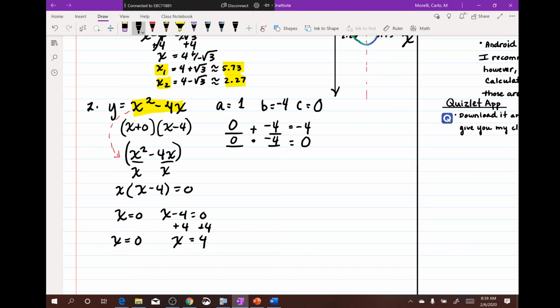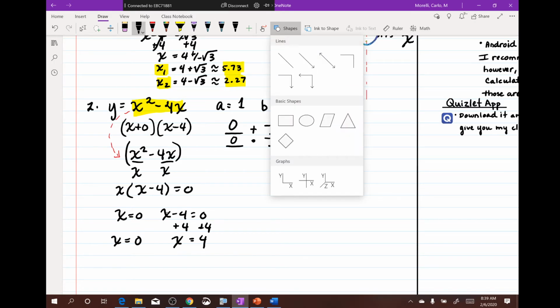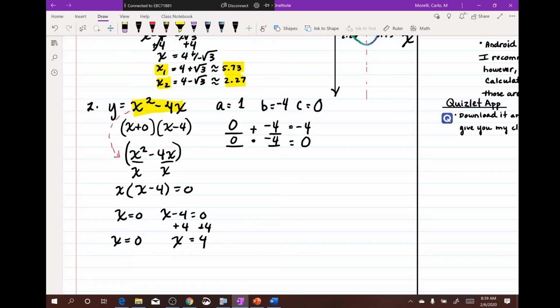All right, so we have to compute something now that we know we can graph it. We have to compute the coordinates of the vertex. We know what the y-intercept is, 0. We know that our x solutions are at 0 and 4. So now we have to plot the vertex. Okay, Algebra 2 students, can you tell me the formula of the vertex? The x coordinate of the vertex.